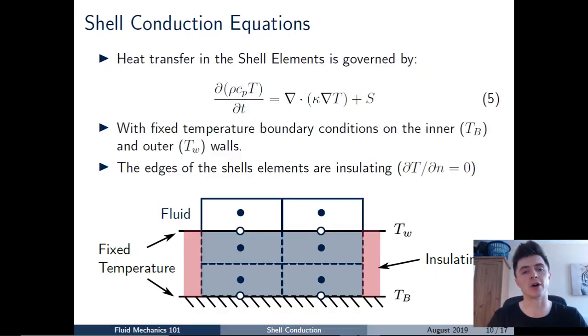The first thing to think about is, what are the governing equations for heat conduction in a solid element? The equation for heat transfer in solid or shell elements is given there in equation 5. On the left hand side, you've got the unsteady variation of temperature, and then on the right hand side we've got the diffusion term, or you can think of it as the conduction term, and then the final term on the right hand side is a source term, a source of heat in our shell elements.